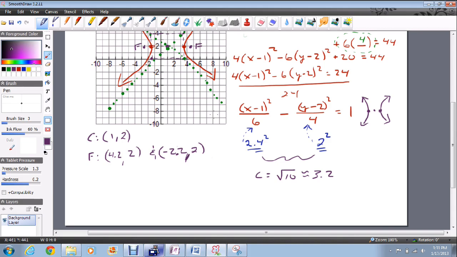Okay. And all we have to do last is identify the vertex points. The vertex points are easy to identify. Again, we just count over. They're going to be 3.4 and 2, and negative 1.4 and 2.